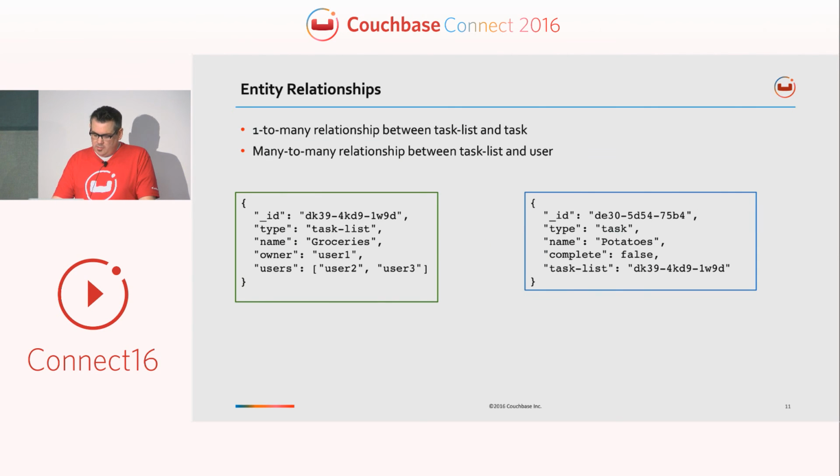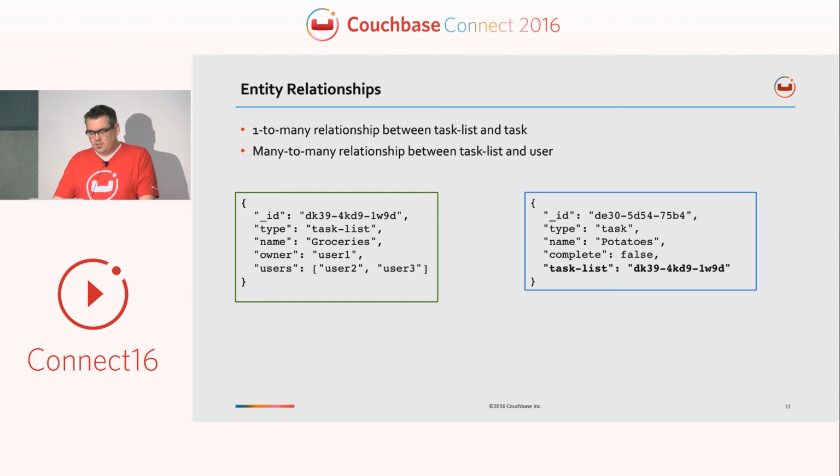So let's talk a little bit about the relationships we have between documents. In this case, so far we have our task list and we have our task. Each task list can be associated with multiple tasks. It's a standard one-to-many relationship here, so you stick the task list ID on the task itself, and that's defining your relationship between the task list and the task.